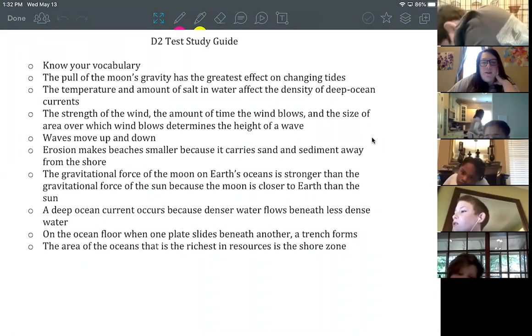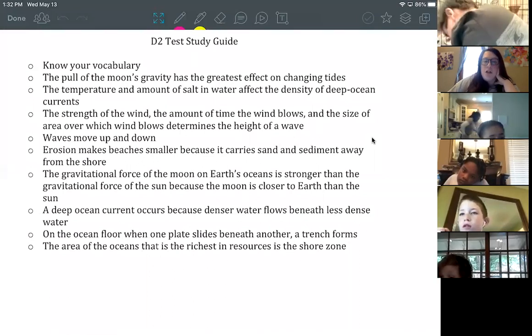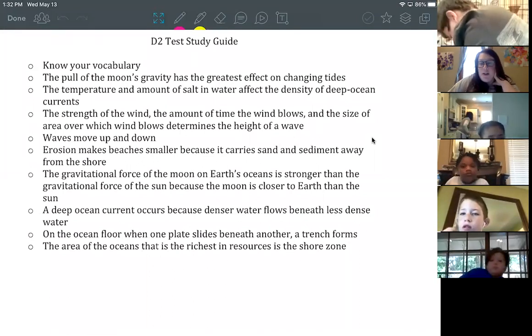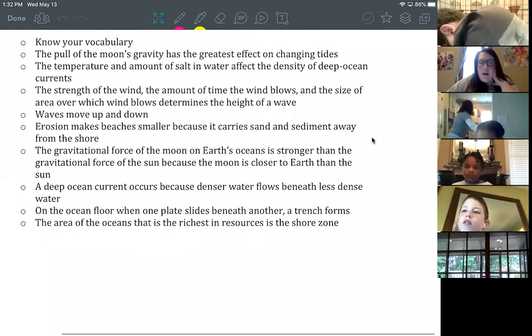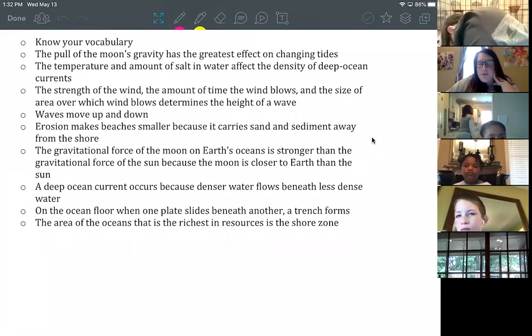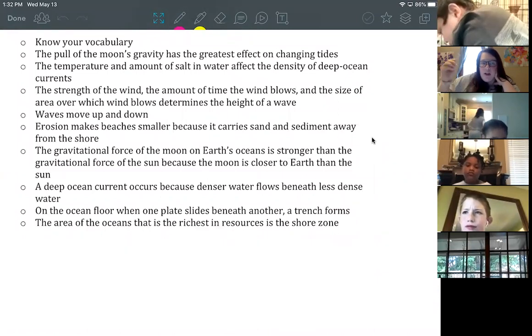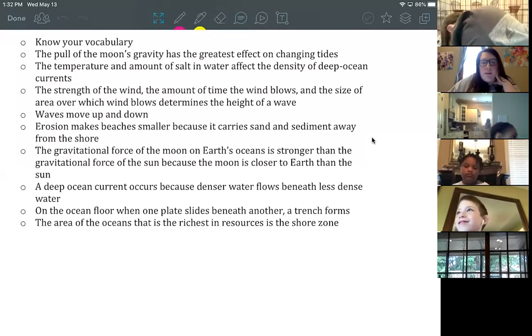The strength of the wind, the amount of time the wind blows, and the size of the area over which the wind blows determines the height of a wave. So it'll tell you what determines the height of a wave. There you go, your answer's right there. You need to know waves move up and down. Some of you put on your homework that waves move vertically, which is another way for up and down. You need to know that they don't go side to side, though. They go up and down, those kind of waves. Erosion makes beaches smaller because it carries sand and sediment away. That's kind of common sense, right?